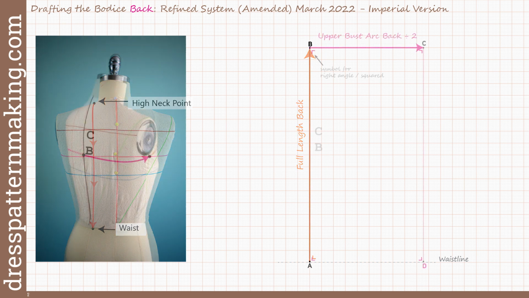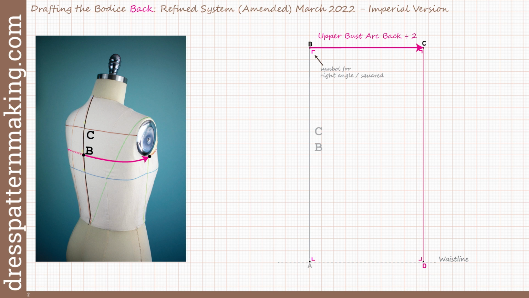The next measurement is the upper bust arc back, measurement number 3 on the chart. The upper bust arc back measurement is from side seam to side seam at the underarm level. You need to divide the upper bust arc back in 2 for the half block.